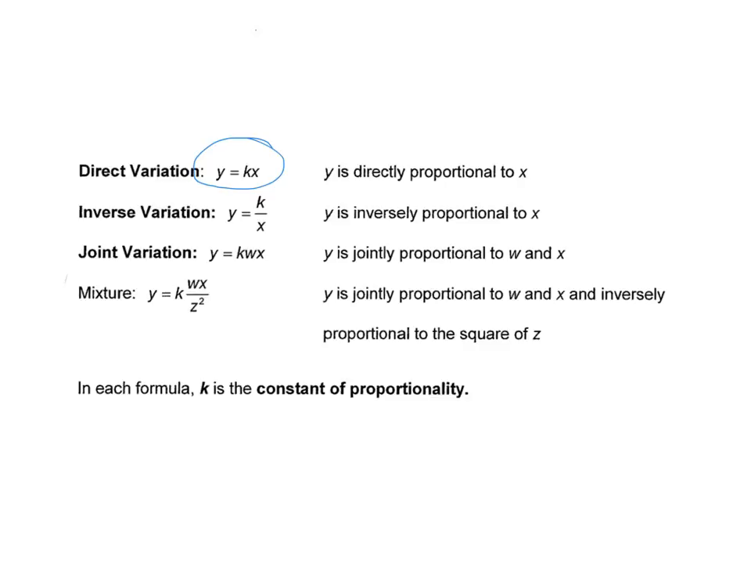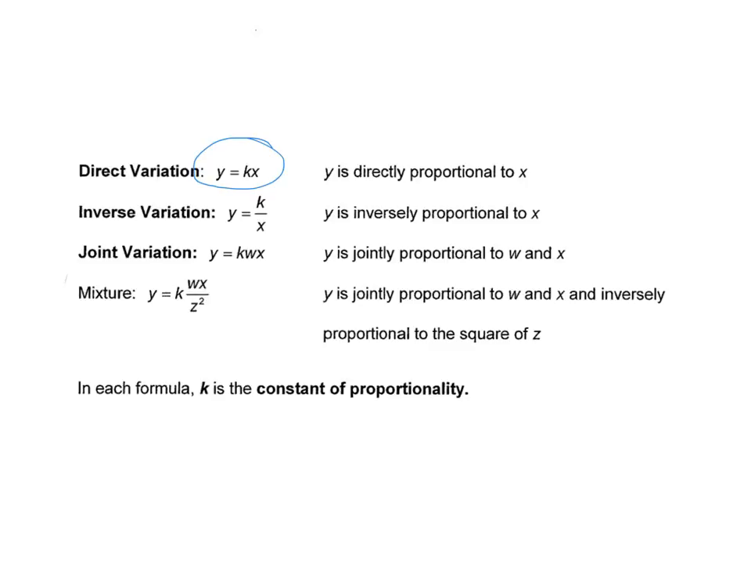Inverse variation is the opposite. If one thing goes up, the other thing goes down. And that is y equals k over x. Joint variation is like direct variation. It just has more than one letter beside the k. And then sometimes you have a mixture of direct or joint and inverse all together. The k value is called the constant of proportionality. No matter what you put in for x and y, the k is established to always be the same thing, depending upon the situation. And these formulas are used a lot in economics, in physics, sciences, things like that.